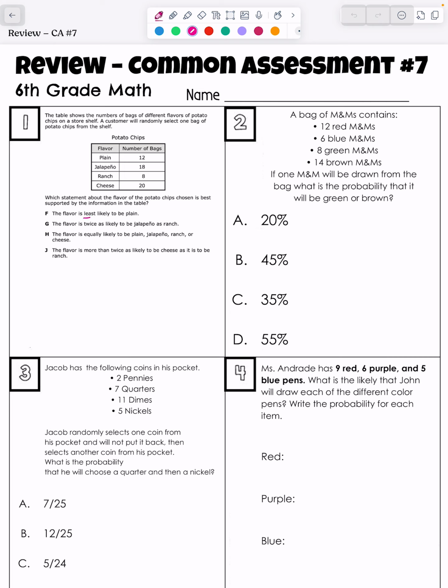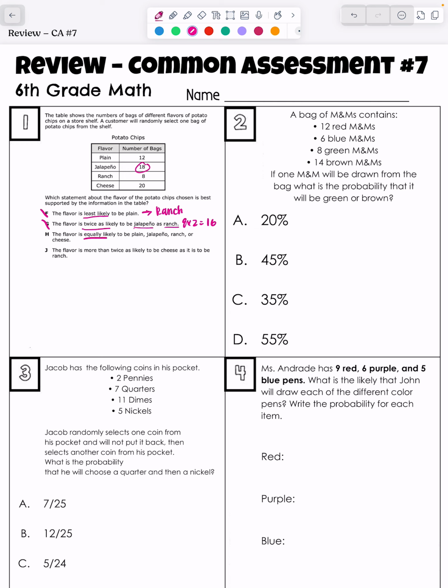The flavor is least likely to be plain. So that means if I look at plain, it should be the smallest number. So F is wrong because the least likely to be chosen would actually be ranch and not plain. Okay, the flavor is twice as likely to be jalapeno as ranch. So I look at jalapeno and I have to think, let me look at ranch. What's 8 times 2? That's 16. That obviously doesn't match the 18, so G is wrong.